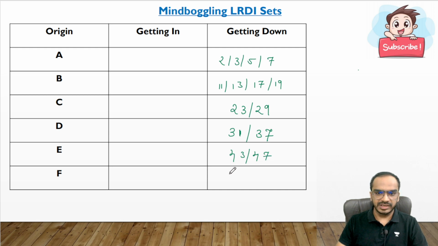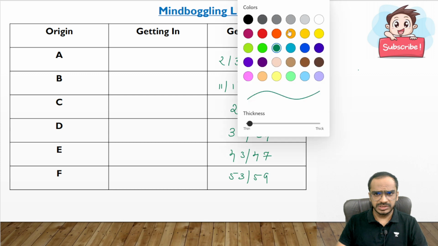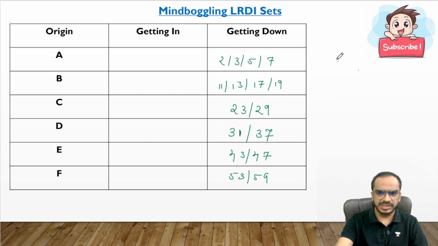Then 50 to 60, we can have 53 and we can have 59. These are the possibilities for getting the prime numbers. Clear with this? Tell me yes or no. These are the prime numbers that we can get.